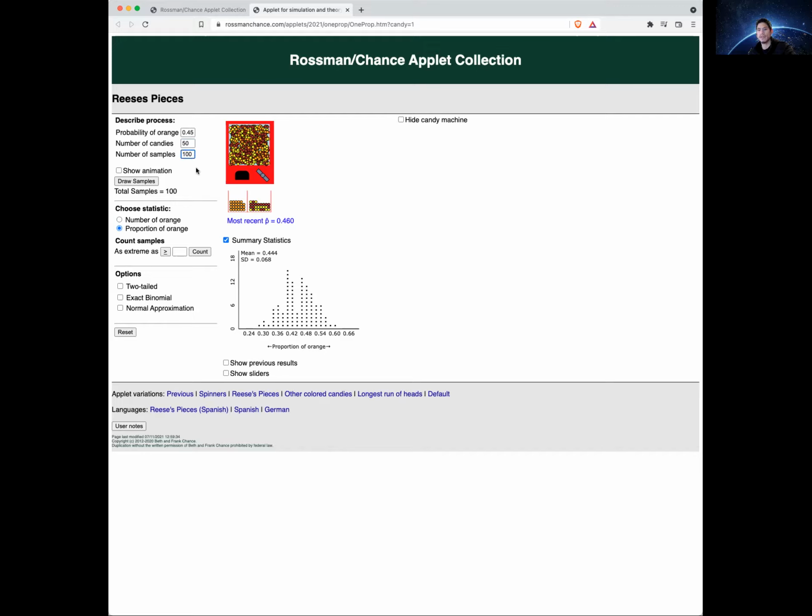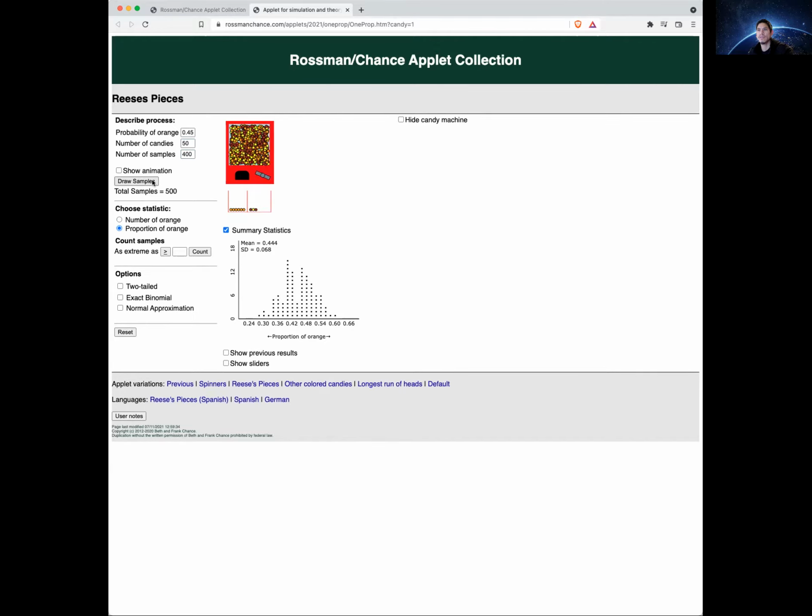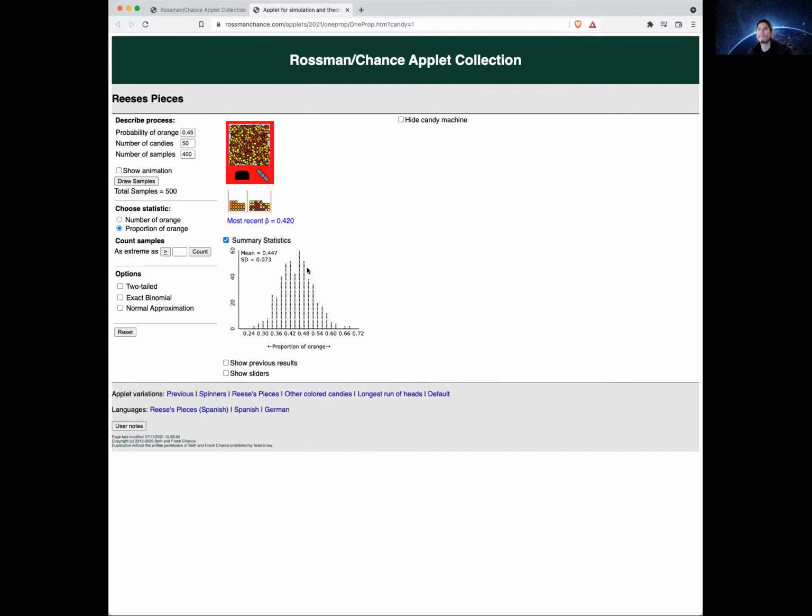And let's do another 400 so we can have about the same amount as we did last time. So we do bang, and we get a mean of 0.447 and a standard deviation of 0.073. So the means were about the same when we had the sample size of 25 versus this case of 50, but the standard deviation actually went down. It was 0.1 if you recall, and here it's 0.073.